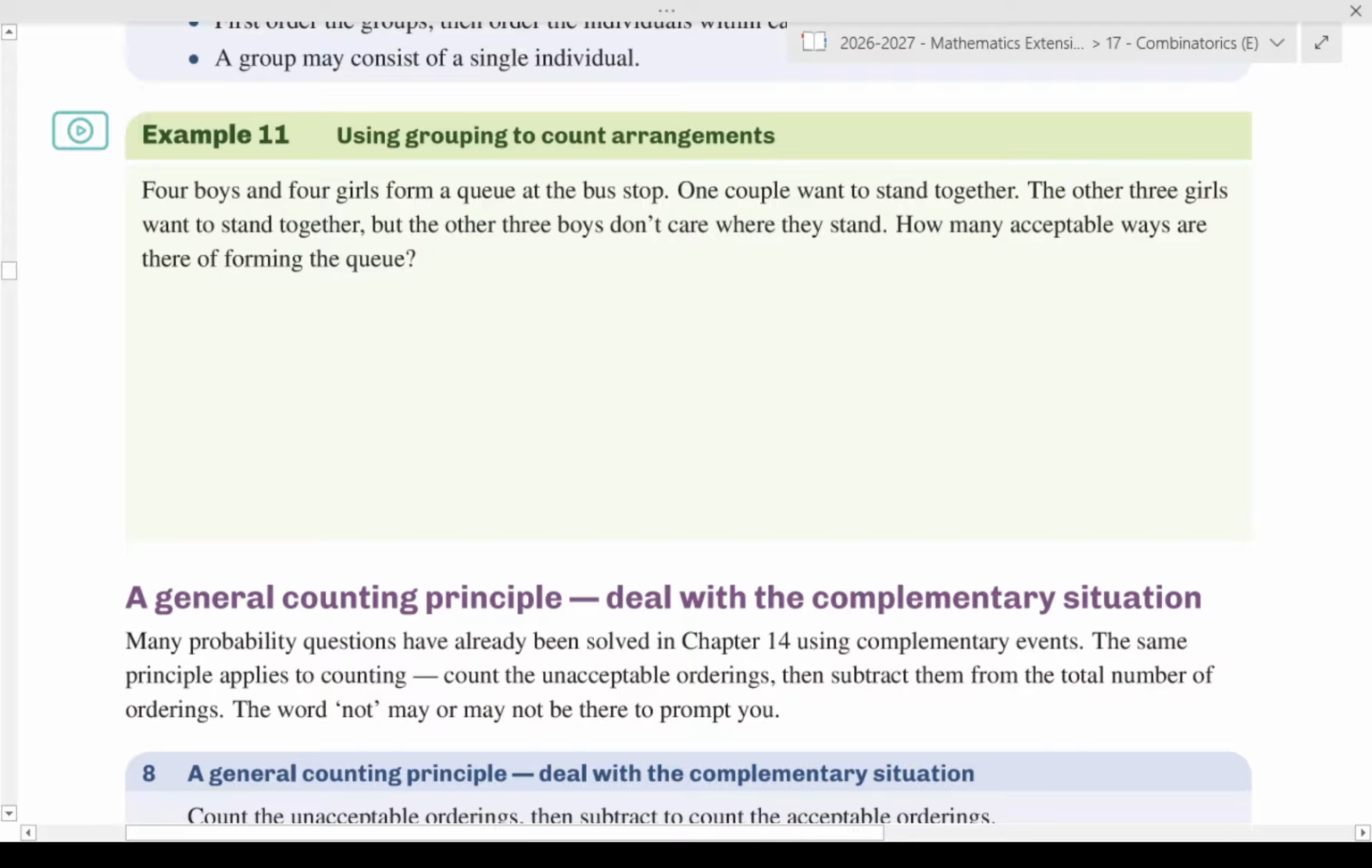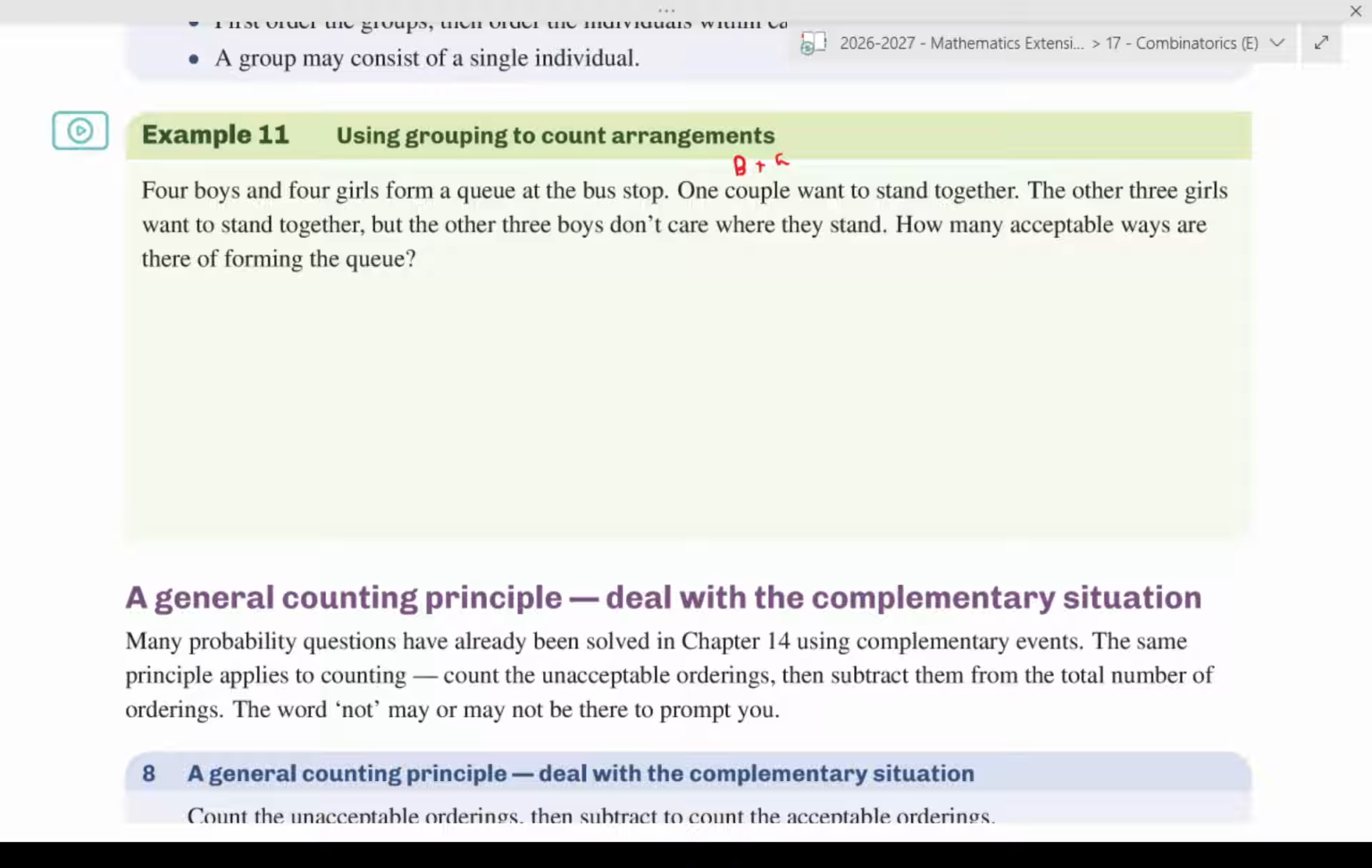We've got 4 boys and 4 girls forming a queue at a bus stop. So one queue. One couple wants to stand together. So we are going to assume that that is a boy and a girl. It doesn't actually explicitly state it, but then it says the other 3 girls and the other 3 boys, so the couple is a boy and a girl. One couple wants to stand together, the other 3 girls want to stand together, but the 3 boys don't care where they stand. How many acceptable ways are there of forming the queue?